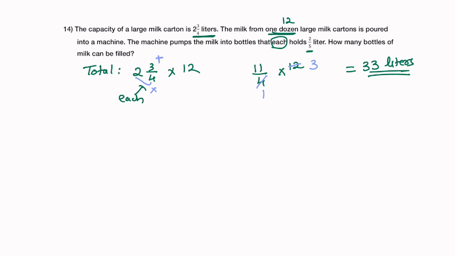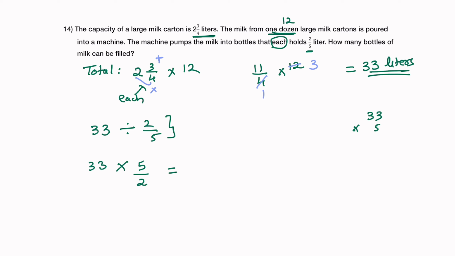Now that milk goes into the machine and that machine is filling up the bottles that can hold 2/5 of the milk, right? So total is 33 divided by the capacity of each small bottle. That's 2/5. That will help us know how many bottles can be filled with that quantity of milk that we have. So 33 division becomes multiplication and we inverse this. So that's 5 upon 2. Now 33 times 5 is how much?